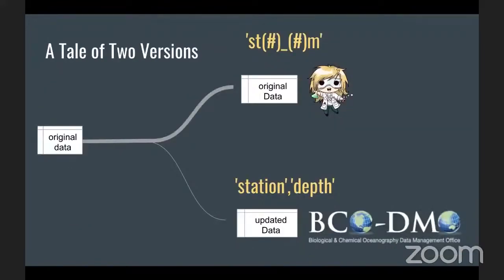And so we have a tale of two versions. We've got original data that's very valuable to that particular scientist and maybe scientists in that domain who find value in that visualization of the data. But there might be other communities that find more value in a different updated version of that data. And so the question becomes, how do we describe what happened?